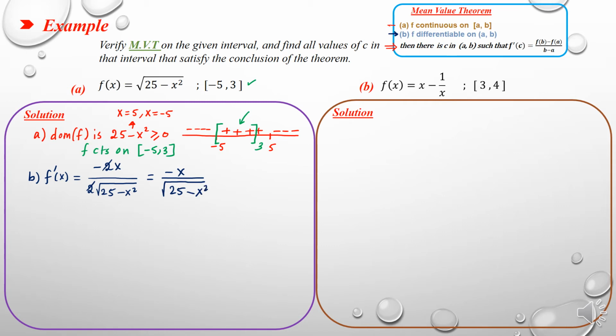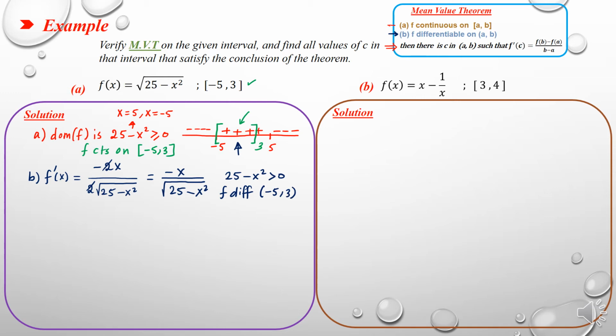Now this is f prime, and f prime is defined when the denominator is not equal to 0 if we have a polynomial, but here we have a square root in the denominator, so the inside function must be greater than 0. And in the open interval from -5 to 3, this function is positive. So f is differentiable on the open interval from -5 to 3.